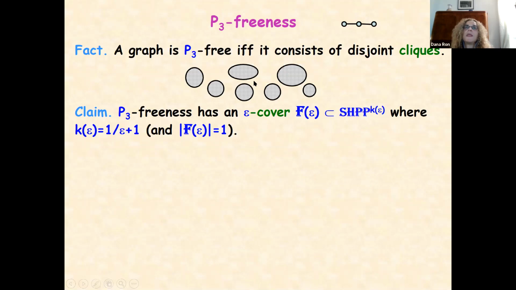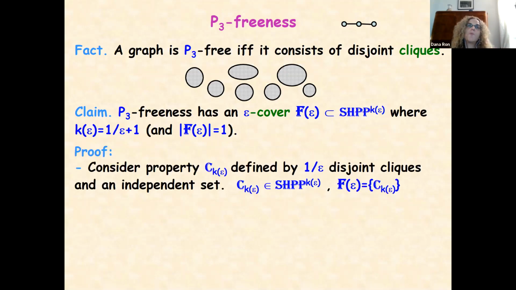So I claim here that this is semi-homogeneous, but the K is too big. So what we want to do is use the cover, which allows us to do things approximately, to get something that has a small cover, with few parts. Since I said the claim is simple, let's just prove it in a few lines.